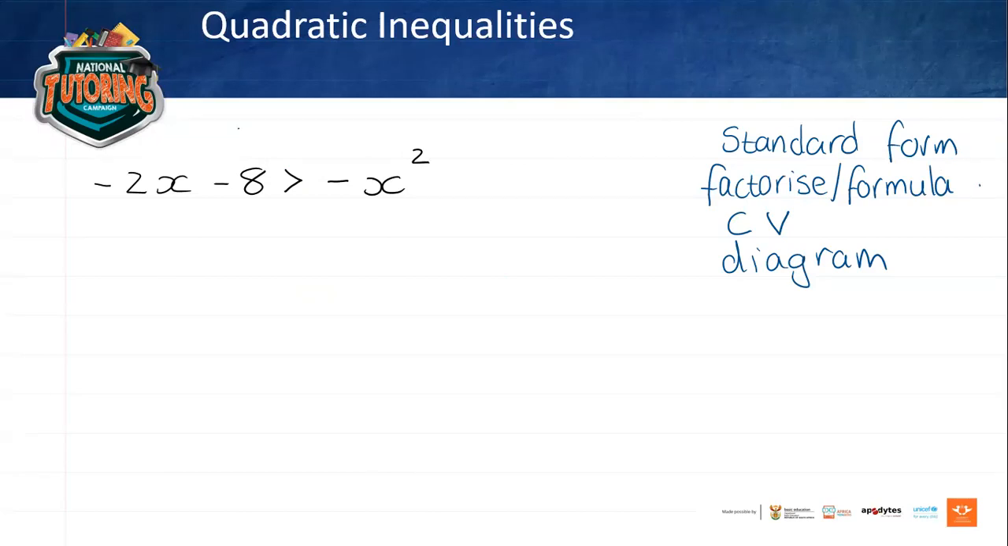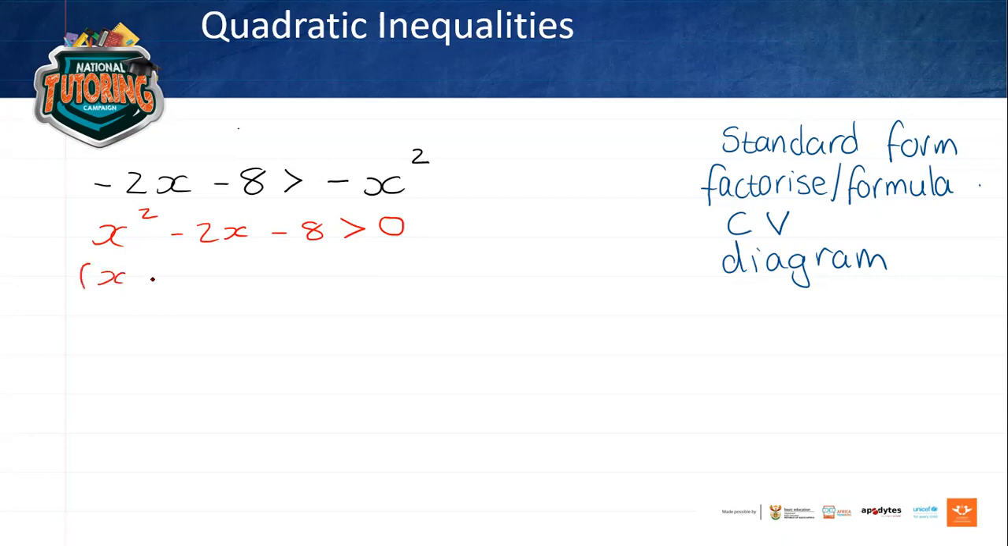Now, quadratic inequalities do not work like quadratic equations. We cannot just make this inequality sign work like an equal sign. We have to consider different sections or different values of x. So let's just do an example. We still want to get it into standard form. So I still want to get this x squared over, and we get x squared minus 2x minus 8 is greater than 0. I still want to factorize.